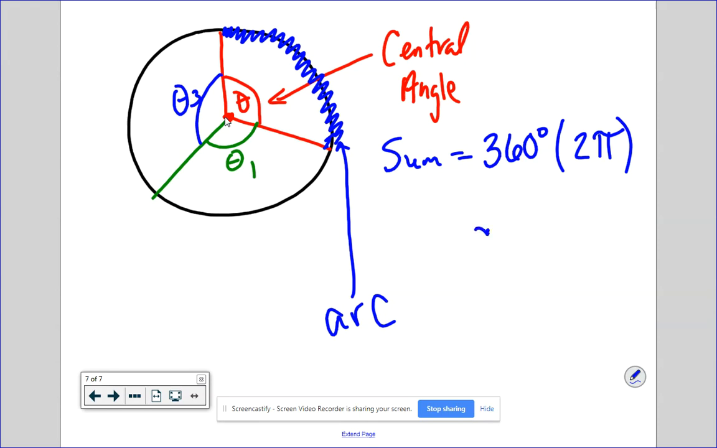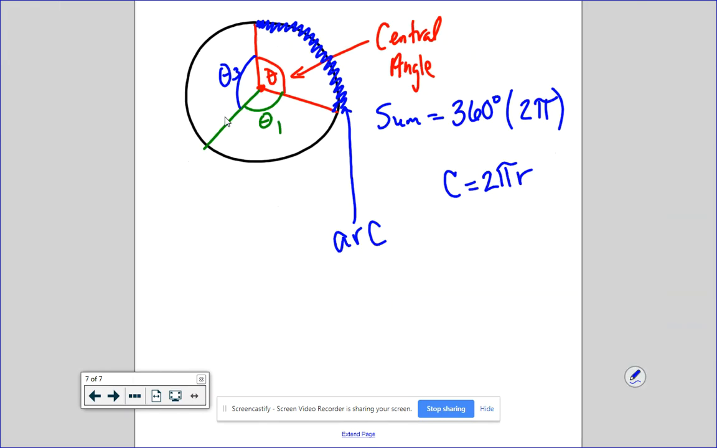And remember we talked about yesterday, the formula for circumference is 2 pi times radius. Well, where does 2 pi come from? One full rotation on the unit circle. So it's one full rotation times the radius. That's circumference. But now, is my arc all the way around? No. My arc is only partial. So we use this formula to find arc length.